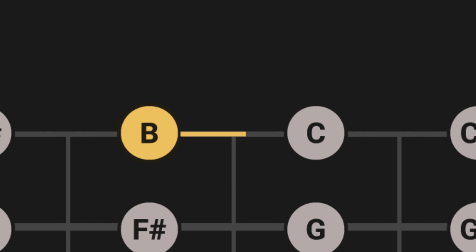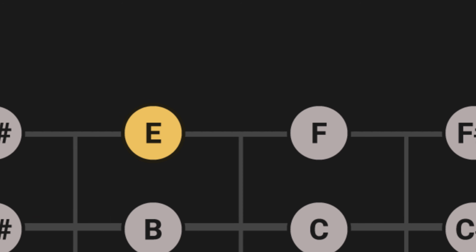So between each letter, there are sharps or flats. However, there are two exceptions here. Between the notes B and C, and between E and F, there is no note. So when we go from B to the note 1 fret higher, we get a C. Same goes for when we go from E and 1 fret up, we get an F.